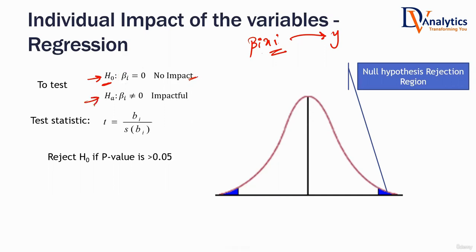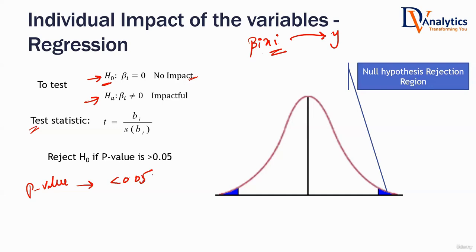What is the alternative hypothesis? Beta i not equal to 0. It is some positive or negative value. That means it is impactful in a positive or negative way. Then we take a test statistic. Finally, we do the testing. Finally, we end up with a p-value. Imagine your p-value is less than 0.05. Tell me what should be the chain of thought that should run in your mind.